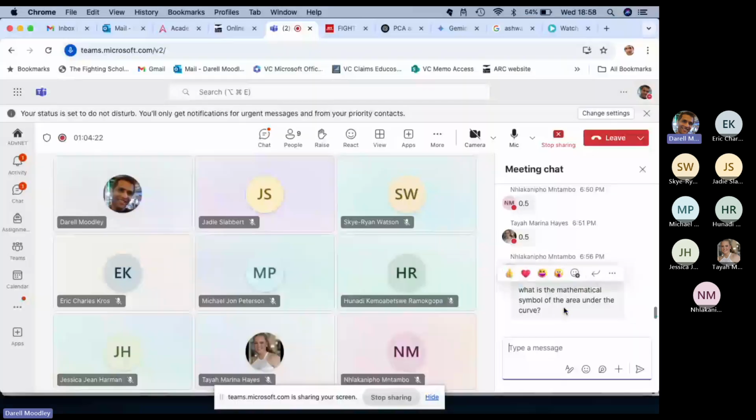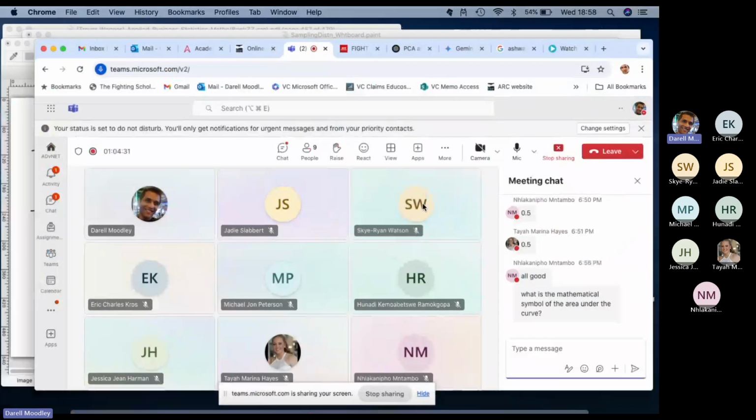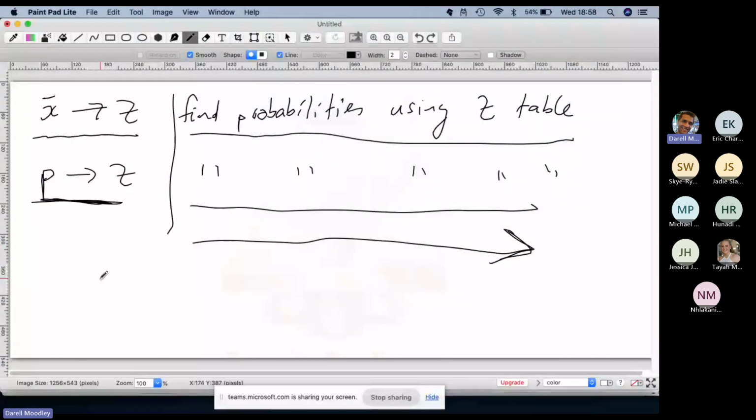What is the mathematical symbol of the area under the curve? That's a good question. So for this course, the area, let me put it this way.